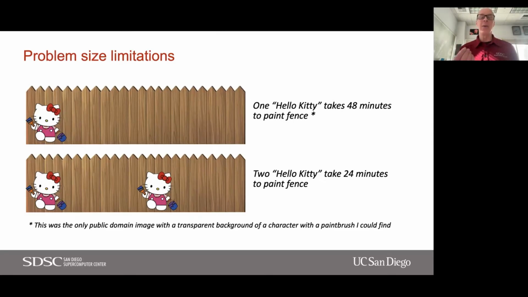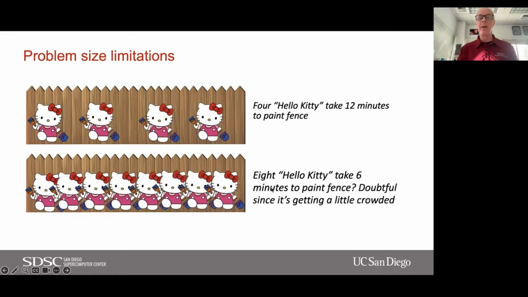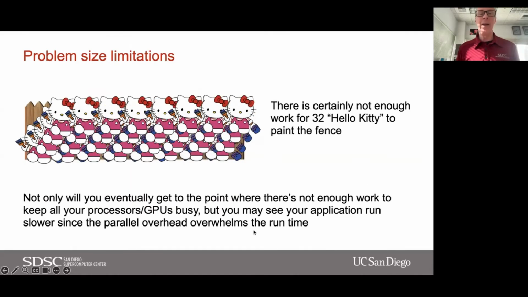You would think intuitively that if we get 2 cats, they would be able to paint the fence in half the time, or in 24 minutes. And then we might think if we use 4 cats, we could paint the fence in a quarter of the time, or in this case, 12 minutes, and maybe with 8 cats we could paint the fence in 6 minutes. And you can see now the fence is getting a little crowded. There's really not enough work for each of the painters to do. And if we go to a ridiculous example, let's say that we had 32 painters trying to paint this fence. We see that there's just not enough work.